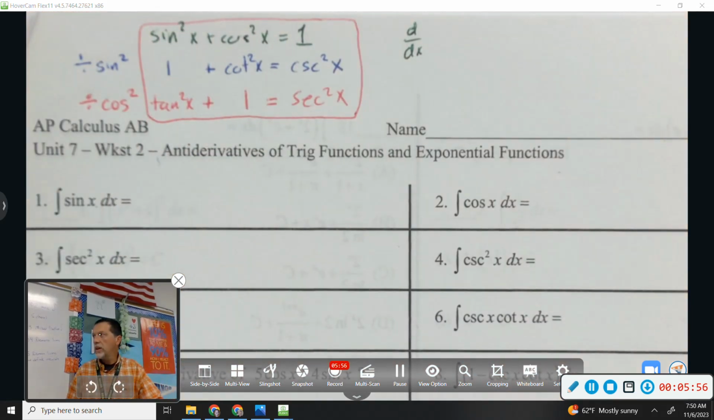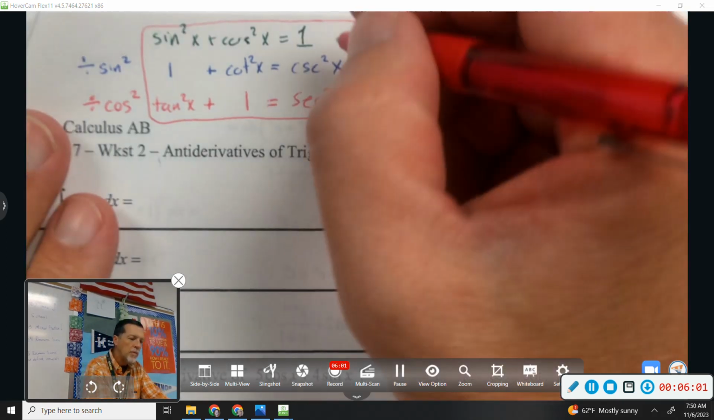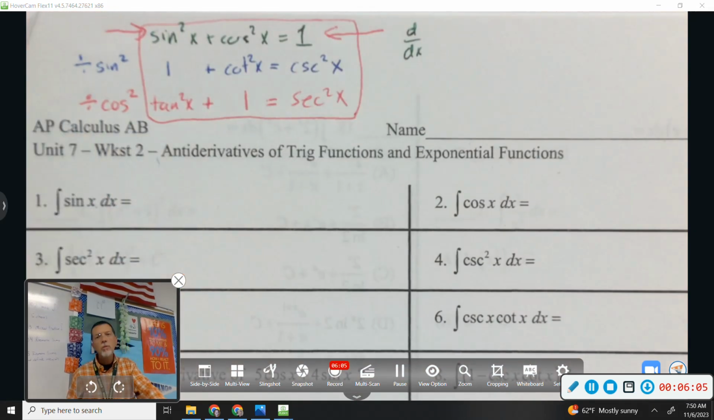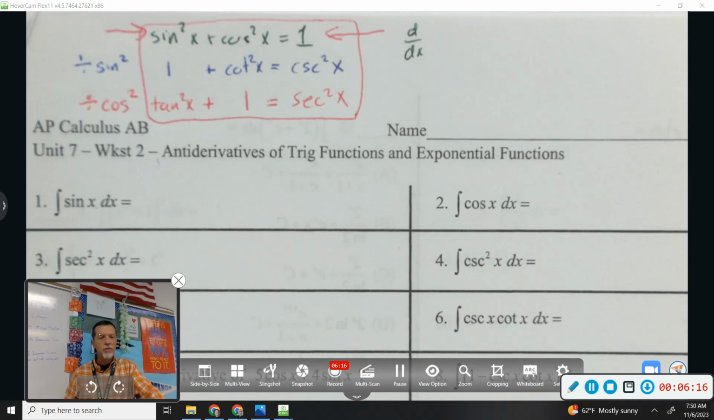So 3 trig identities that you hadn't seen in forever. AP test, College Board will definitely expect you to know sine squared plus cosine squared is 1. There'll be a problem on there somewhere where that's thrown in there. The others are less likely, but it's easy to get once you know the first one.